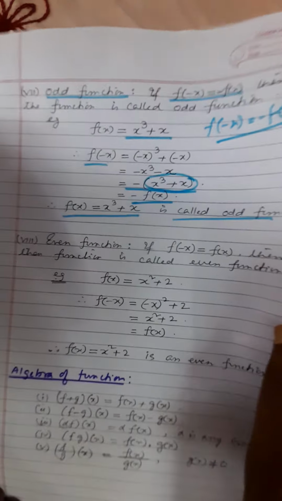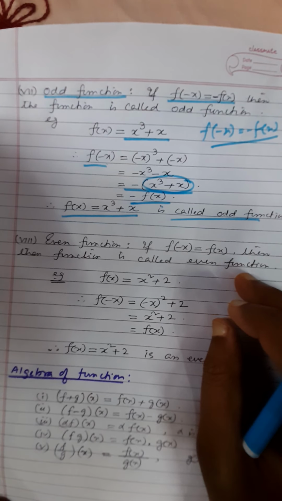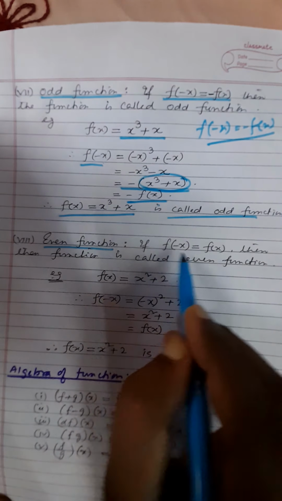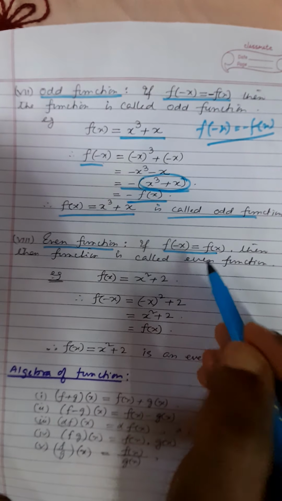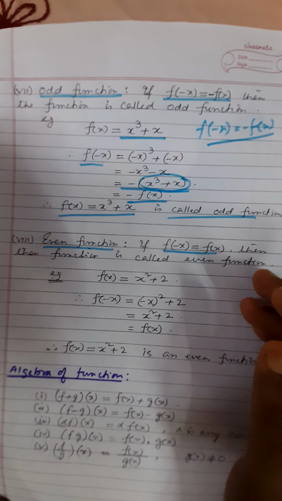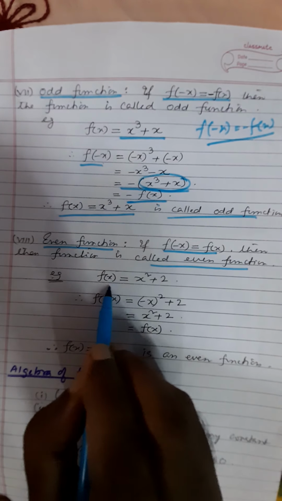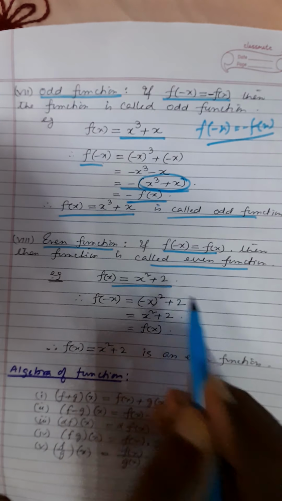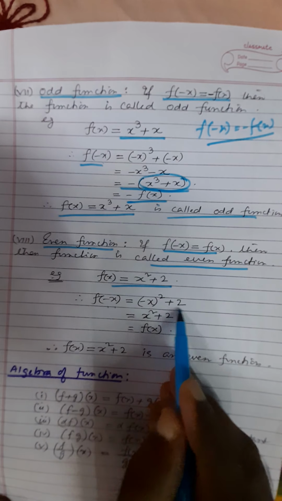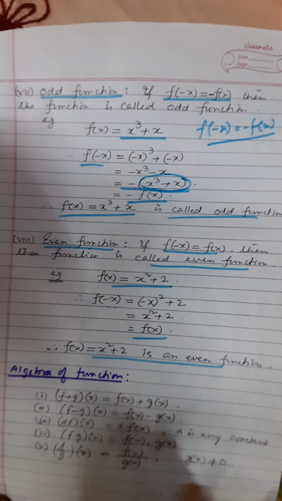Even function: if f of minus x is equal to f(x), that is, if we replace x by minus x, the result remains the same, then that function is called an even function. For example, we take f(x) = x square plus 2. Replacing x by minus x, minus x whole square plus 2 is x square plus 2, which is f(x). So f(x) = x square plus 2 is an even function.